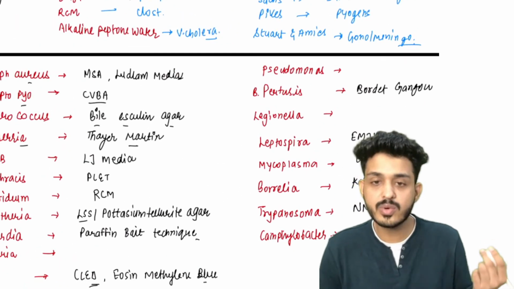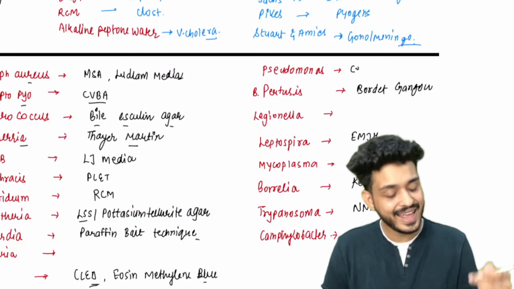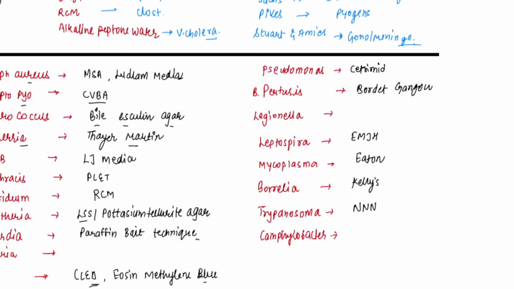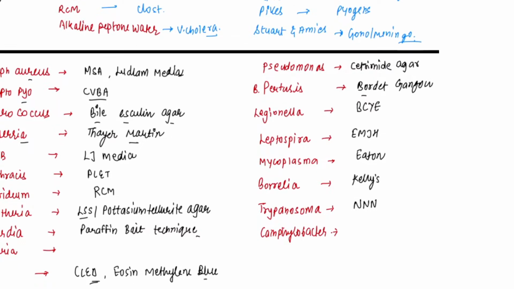Till then, Pseudomonas. Pseudomonas is a bacteria that grows even in an antiseptic environment, and the media is known as cetrimide agar. Okay, Legionella, we will be using BCYE, buffered charcoal yeast extract. Buffered charcoal yeast extract. And for Bordetella pertussis we are using Bordet Gengou. Okay, the media that we are using is Bordet Gengou.